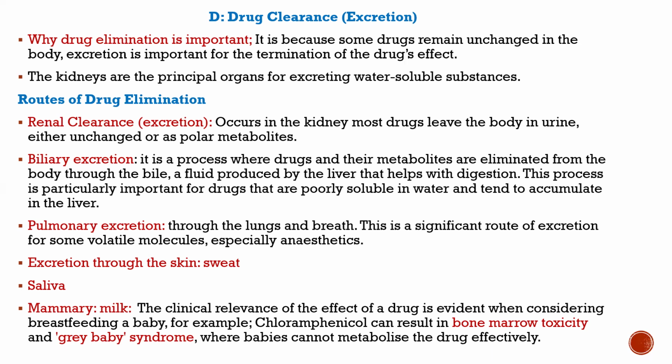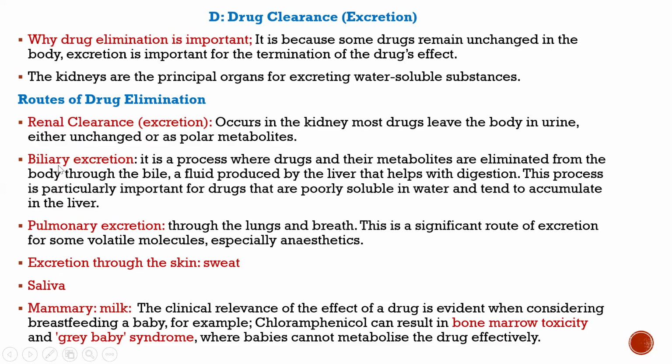So there are different routes or different passages for drug elimination in the body. We have the renal clearance, which involves the kidney. That's where most of the drugs leave the body through urine, either as uncharged drugs or polar metabolites. So what it's talking about is that the drugs pass through the kidney processes. The kidney helps in removal of a lot of xenobiotics in the body. So the drug passes through the kidney and can be removed through the urine. All right. So that's the renal clearance.